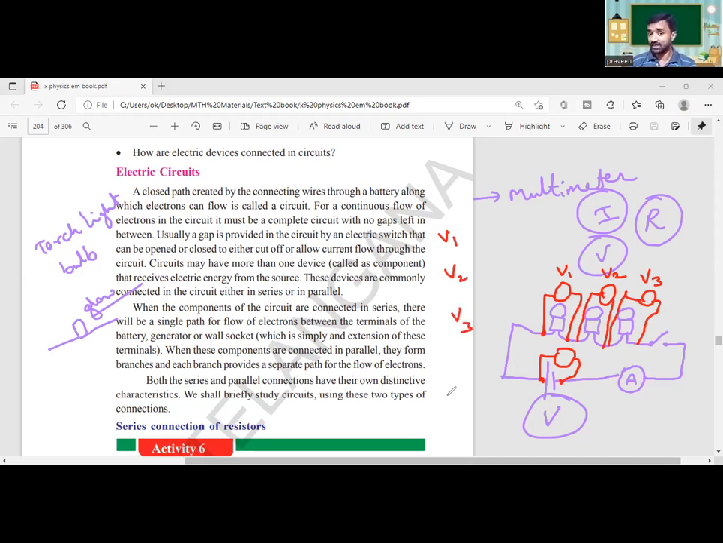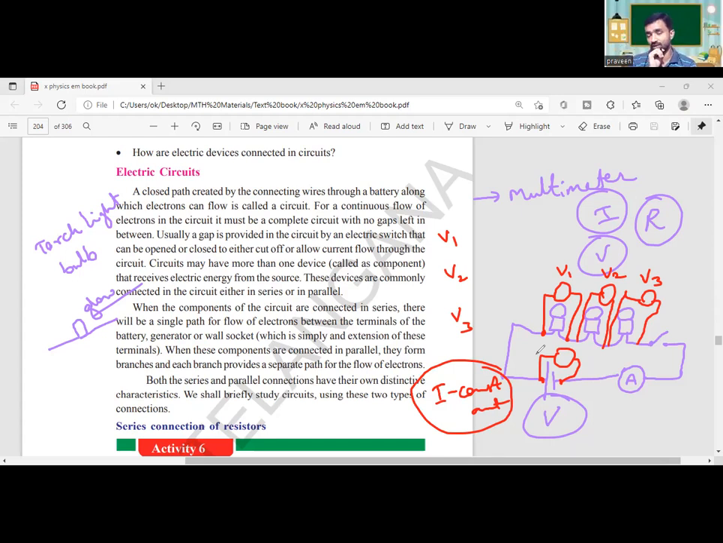Then current also you can measure in the same way. Connect the ammeter in any gap between any two bulbs, right? So you will measure the current always constant in this combination of a circuit. So I is maintained constant through each bulb. You are observing I is constant through any bulb.